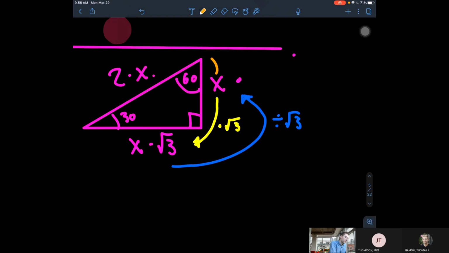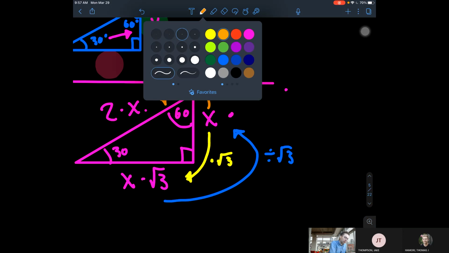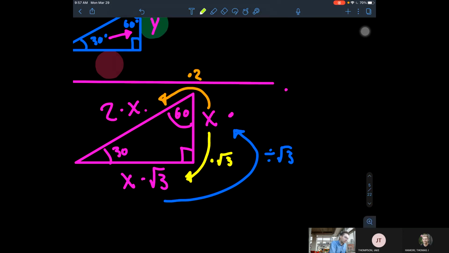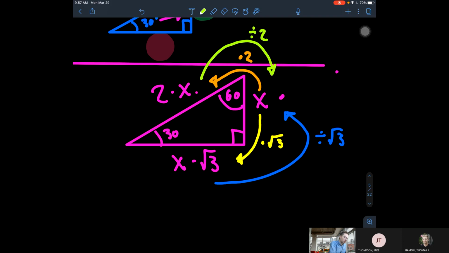If we want to go from this side to this side, we should multiply by 2. If we want to go from this side to this side, we should divide by 2. Then the last one is the trickiest. The last side is the trickiest to figure out what we should do.